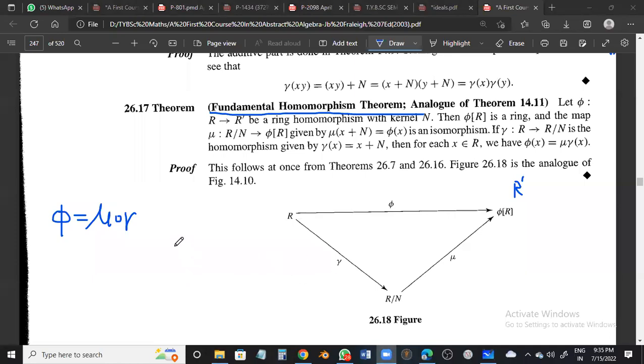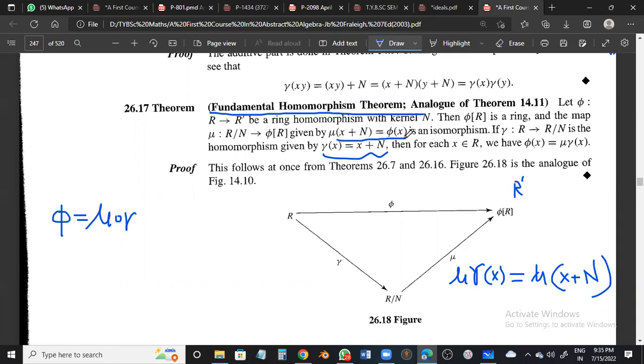Okay, if not, I would like to go over it for you. Say mu of gamma of X. So mu as it is, and gamma of X is nothing but X plus N. Now mu operating on X plus N produces what? Phi of X. This is what the theorem says. Followed now?